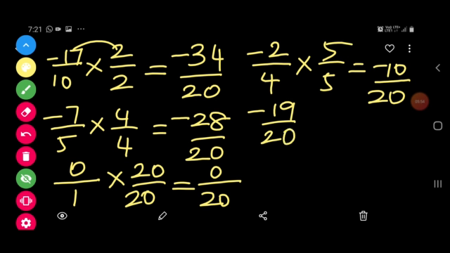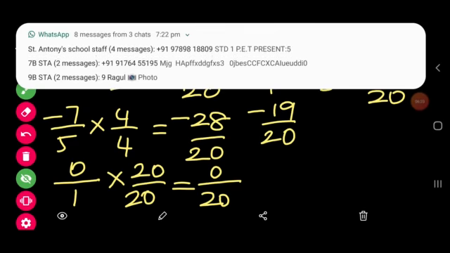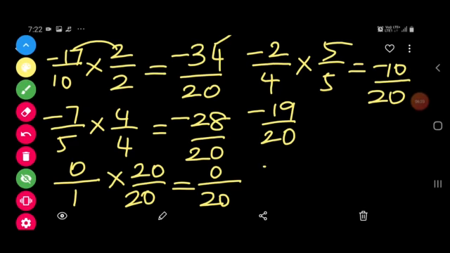Now we have to arrange either descending or ascending first. So I will choose ascending order first. Ascending in the sense least number to greatest number. In this, which one is the least number? The number which has the highest value in the numerator. 34 is the highest one. In negative numbers, as I said, the greatest value is the least number. So minus 34 is the least number. So minus 34 by 20 is the least number.